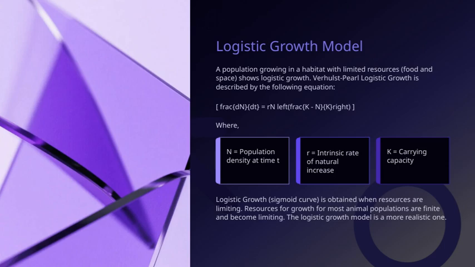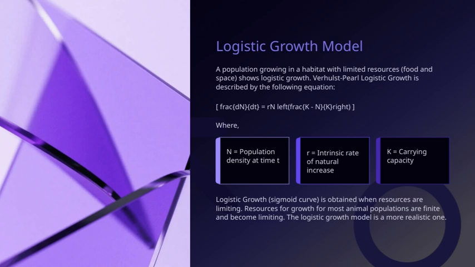Now, the key idea here is that logistic growth, which is shown by this sigmoid or S-shaped curve, occurs when resources become limiting. Unlike exponential growth, where resources are unlimited, most animal populations face finite resources like food and space. As these resources become scarcer, growth slows down and eventually levels off, reaching the carrying capacity. The equation here, dN/dt equals rN times the fraction, K minus N over K, captures this process mathematically.